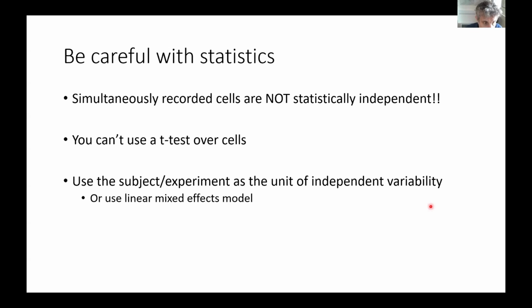Instead, what you have to do is use the subject or the experiment, the mouse you're recording or the experimental session, as the unit of independent variability. You get your data for every experiment, and you create one number per experiment that measures the size of the effect that you're looking for, and then you use the experiments as the independent units in your t-test to ask if your experimental group is greater than your control, or is greater than 0, or something.